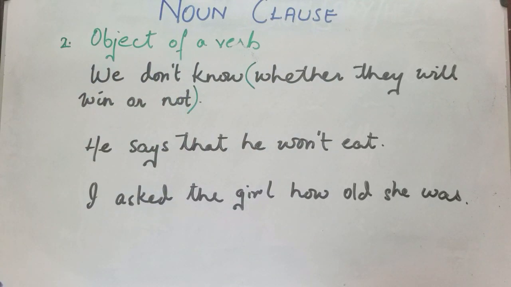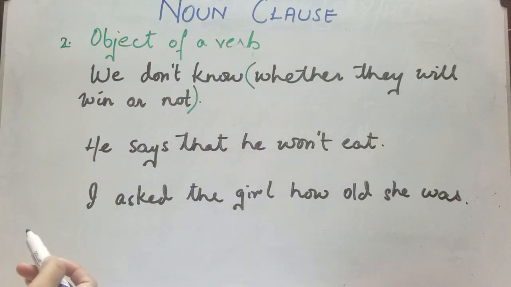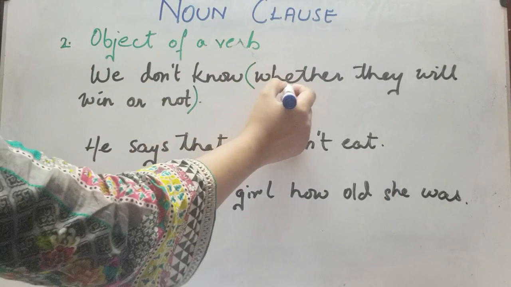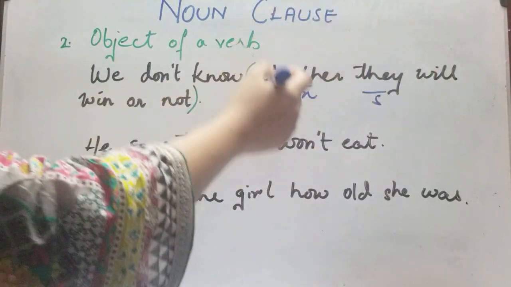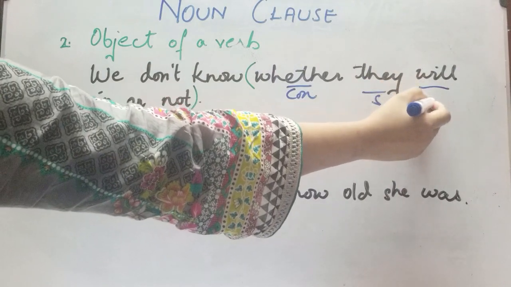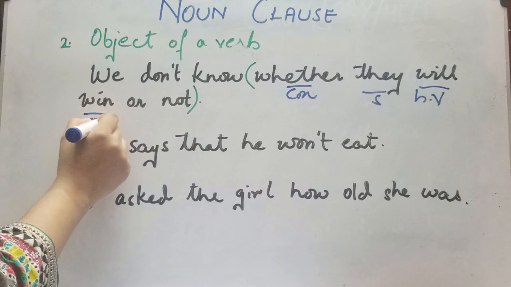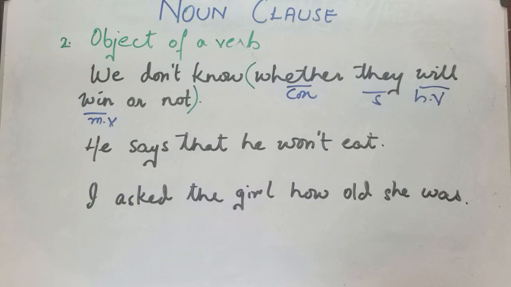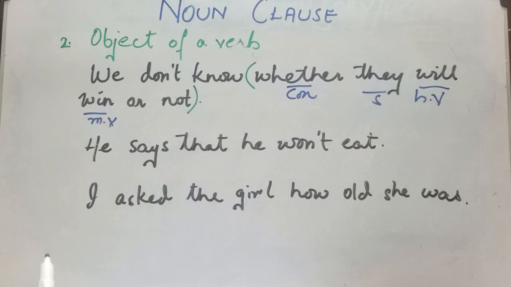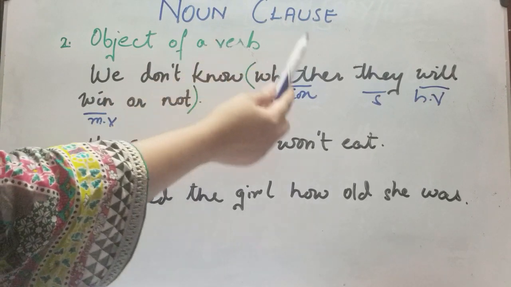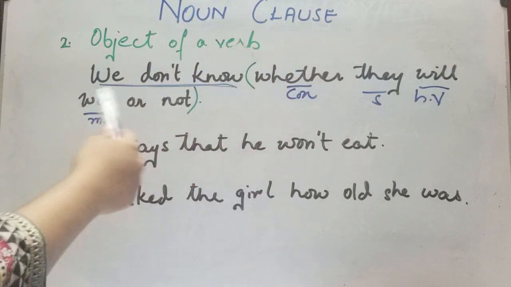So what over here is a subordinating conjunction. We don't know whether they will win or not. So you have got a conjunction over here. Again, you have got a subject over here. Will be your helping verb, and then win is your main verb. So noun clause can also act as the object of a verb. That means your noun clause can come after the subject, right? We don't know whether they will win or not.